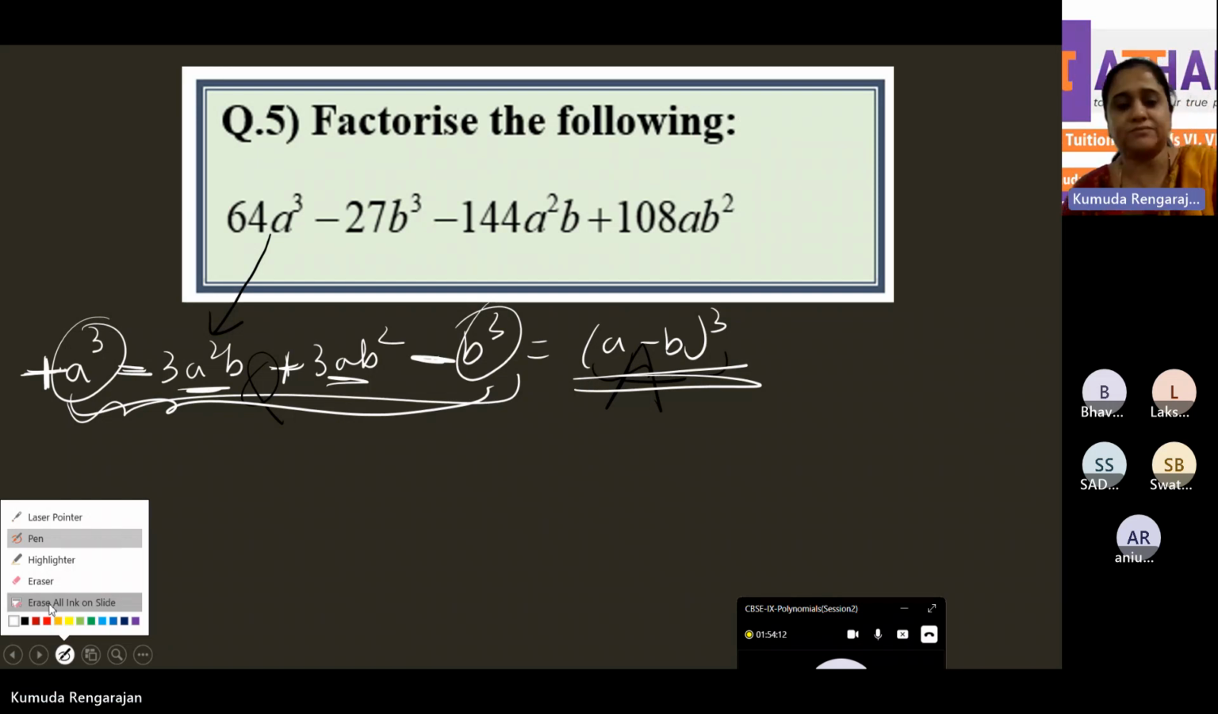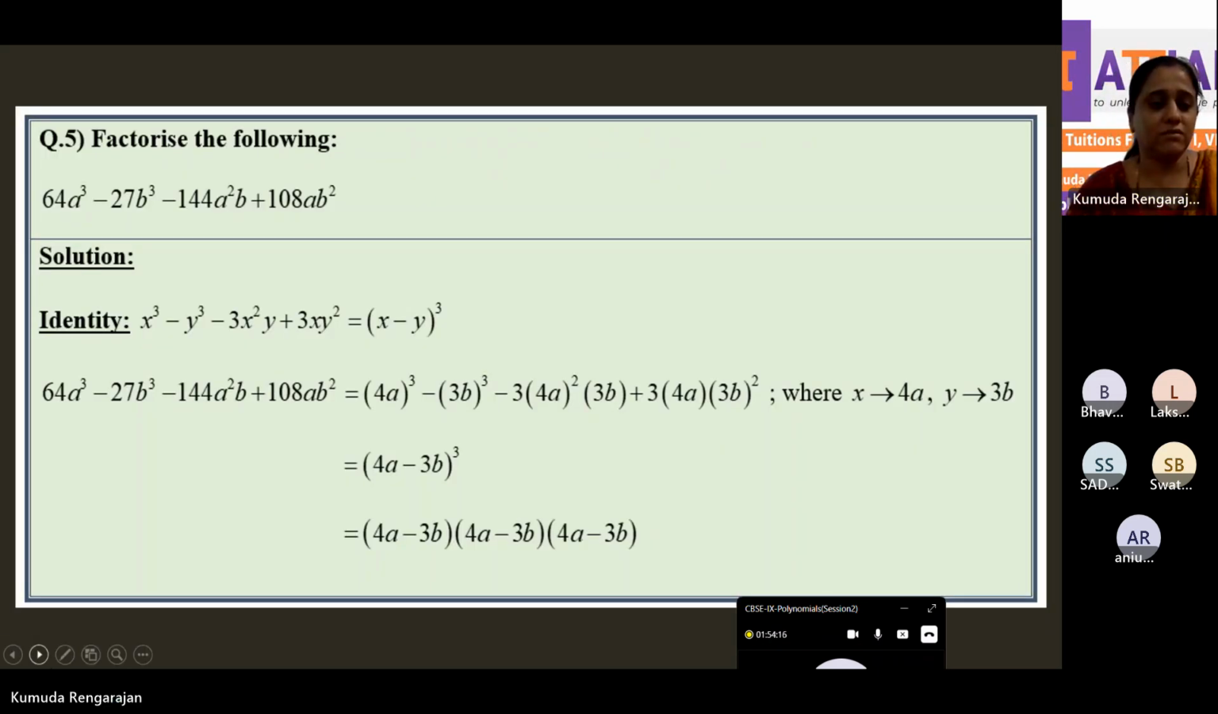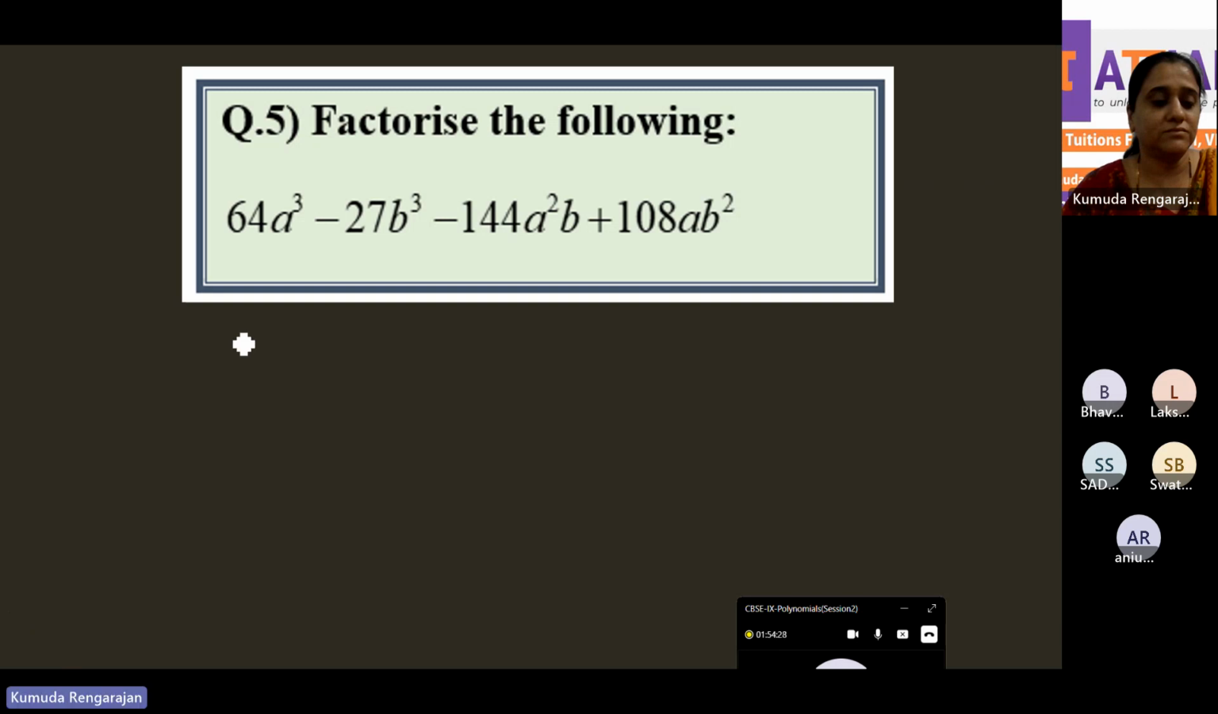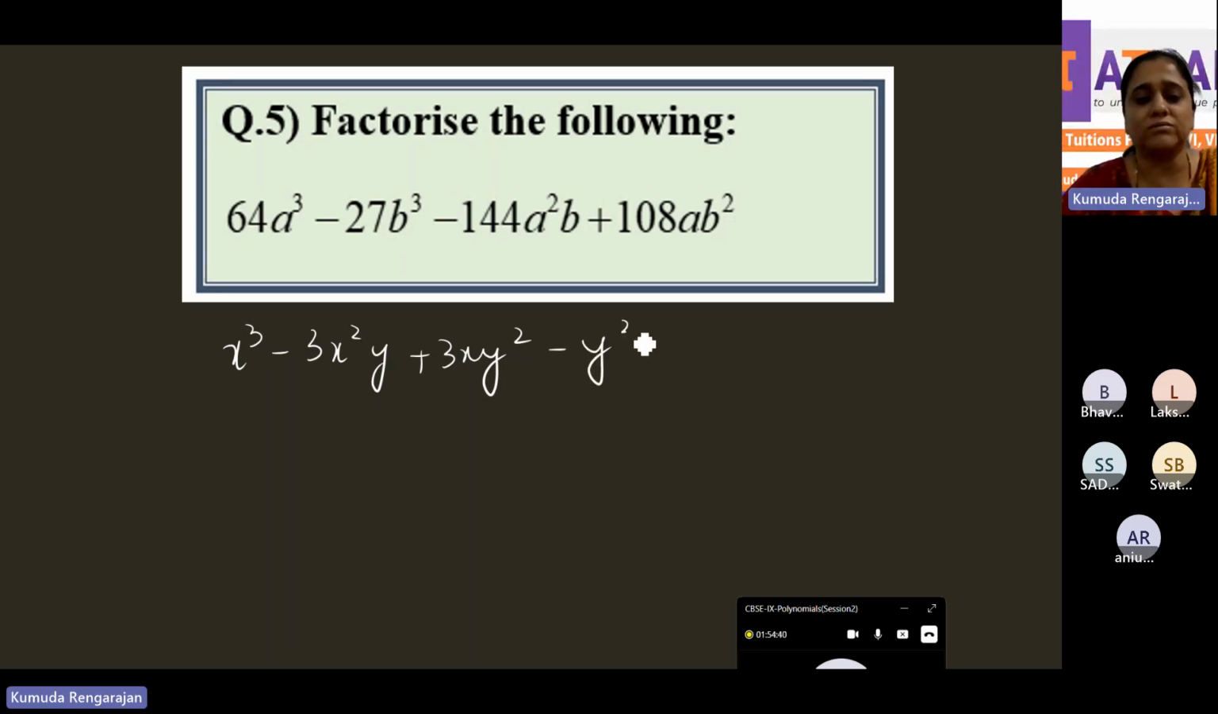So for that, what you need to do? I've just written the identity in this order. What is the identity actually? Because we have a and b here, we can write it in terms of x. X cube minus 3x square y plus 3xy square minus y cubed is equal to x minus y the whole cube.